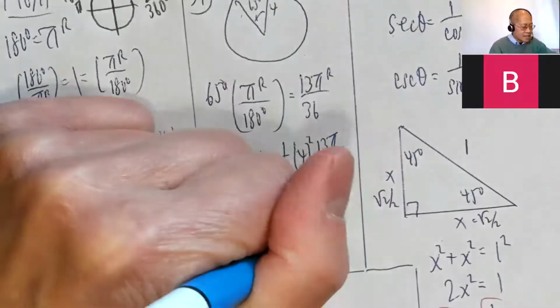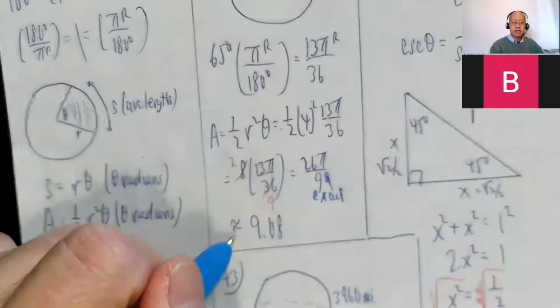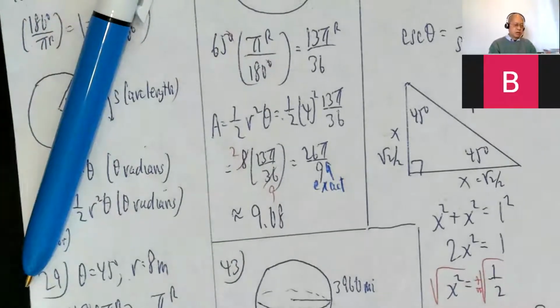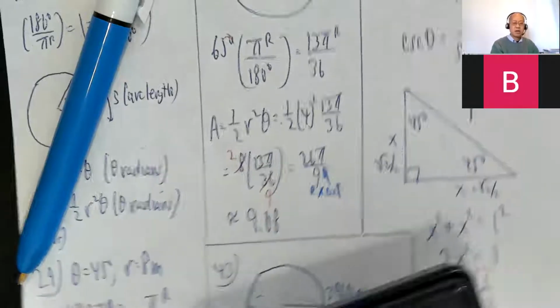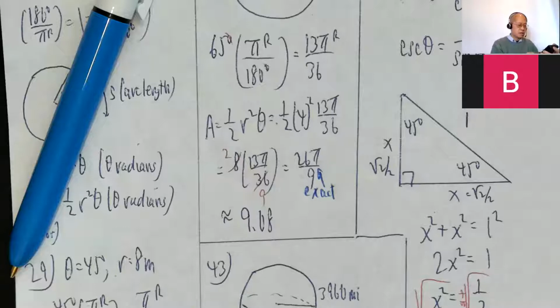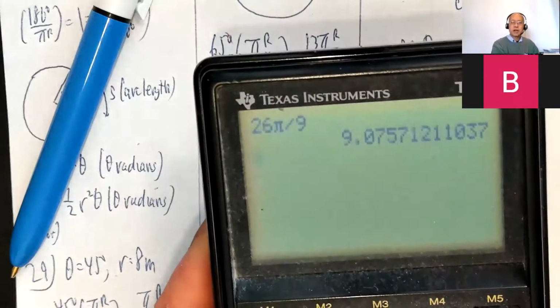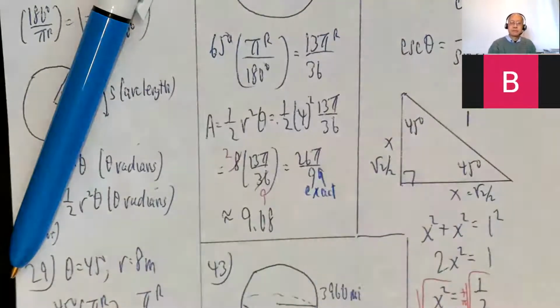So, okay, this is considered the exact answer. And the approximate answer is what you get when you put it in a machine. Looks like I got 9.08. Show you that on my calculator, 26 pi divided by 9, sorry. 26 pi divided by 9. 9.08. 9.0757 rounds to 9.08. Yeah. Okay.